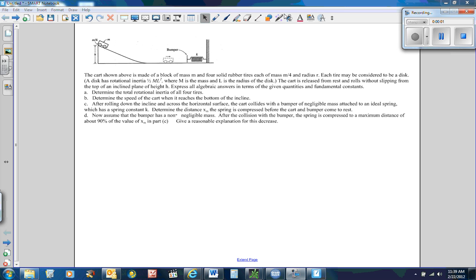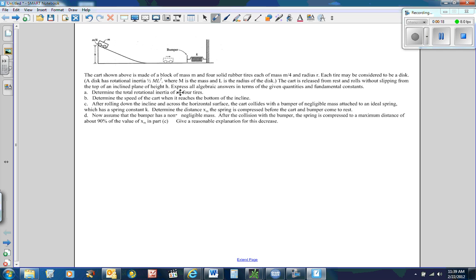All right, this is an AP problem. I think it's 2002 from the AP Physics C test. I thought I would do this as a good example of some things to study for on the test. So let me get my pen working here.